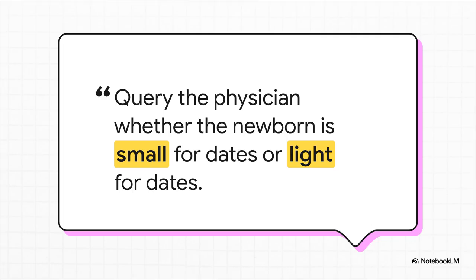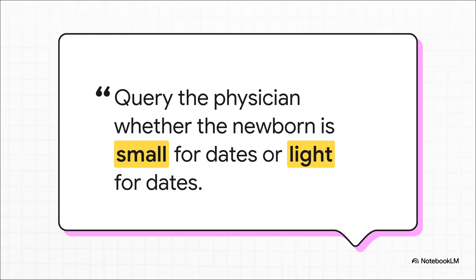ICD-10-CM simply does not have a code for late preterm infant, for a baby born beyond 36 weeks. So if a physician writes that, you can't just code it. The rule specifically states, do not assign a code for late preterm infant. Query the physician whether the newborn is small for dates or light for dates. This perfectly teaches us how to handle non-codable clinical jargon and transform it into compliant, actionable data that the system actually recognizes.